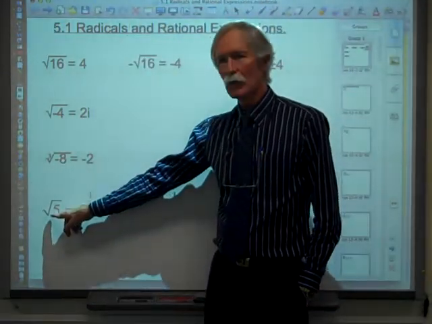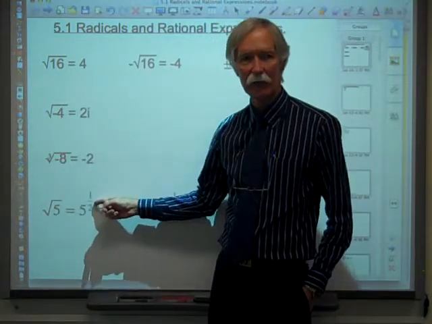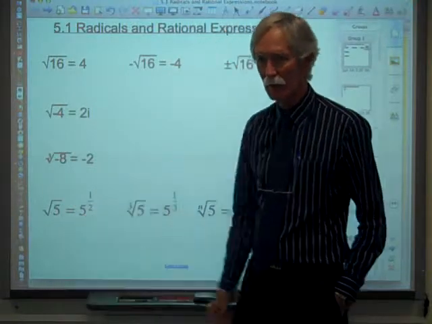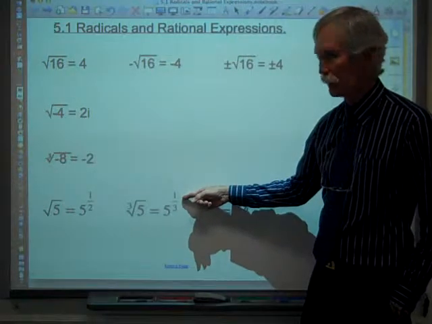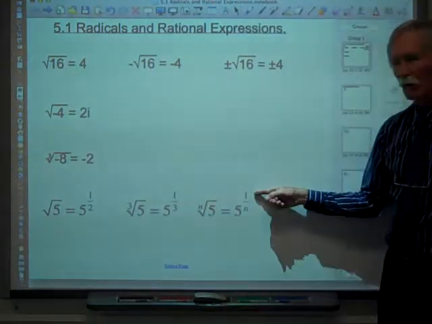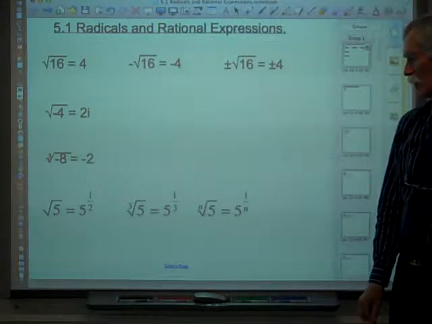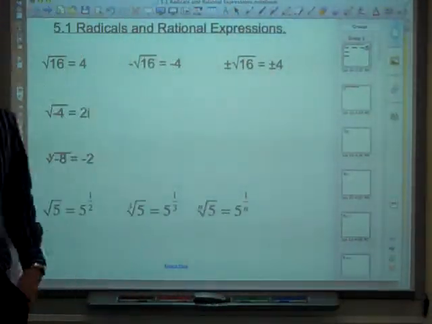Also, you can rewrite square roots as power 1/2, and everybody in the world will understand that a power of 1/2 means a square root. And a cube root is power 1/3. Nth root is power 1/n, 1 over n. Even your calculator knows this.